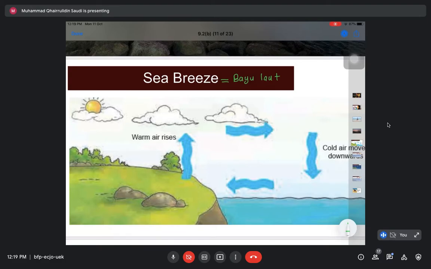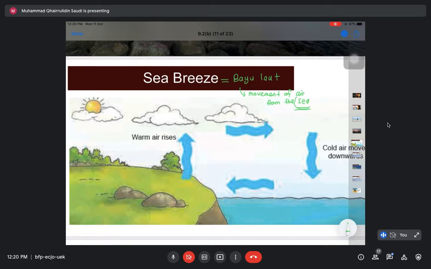Bahasa Melayu dia adalah bayu laut. What is actually bayu laut? Bayu laut adalah movement of air from the sea. Sebab tu nama dia sea breeze. Sebab tu nama dia bayu laut. Sebab pergerakan angin daripada laut.